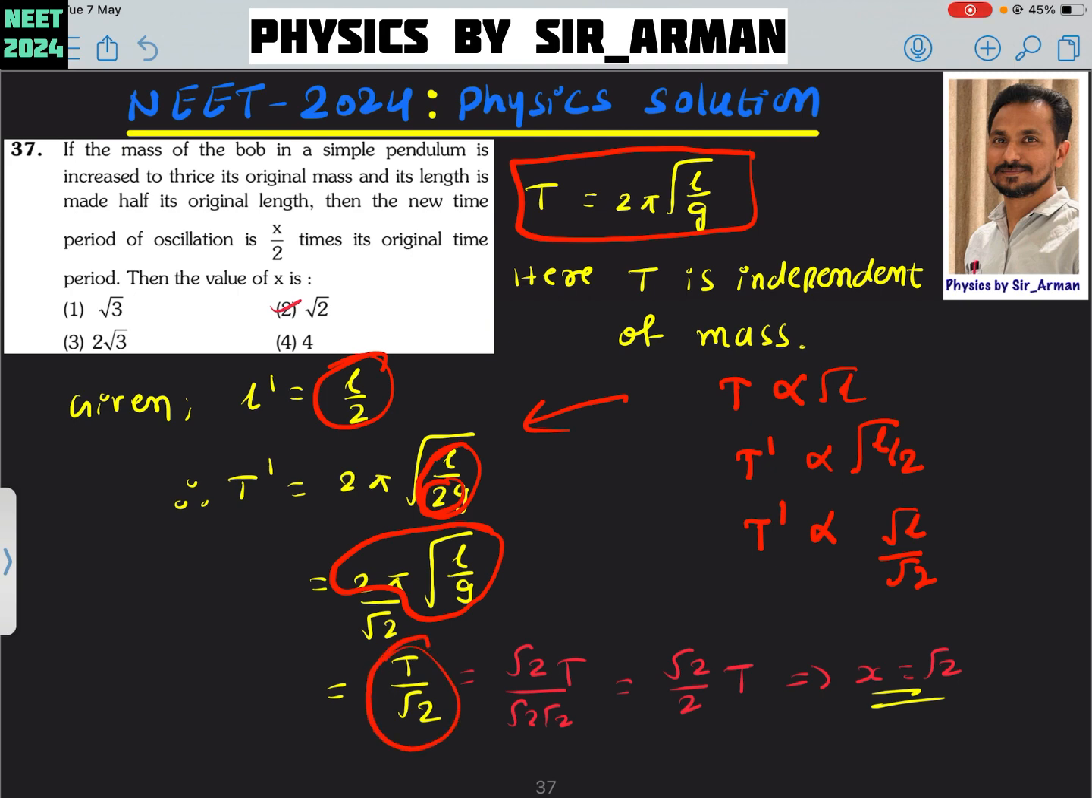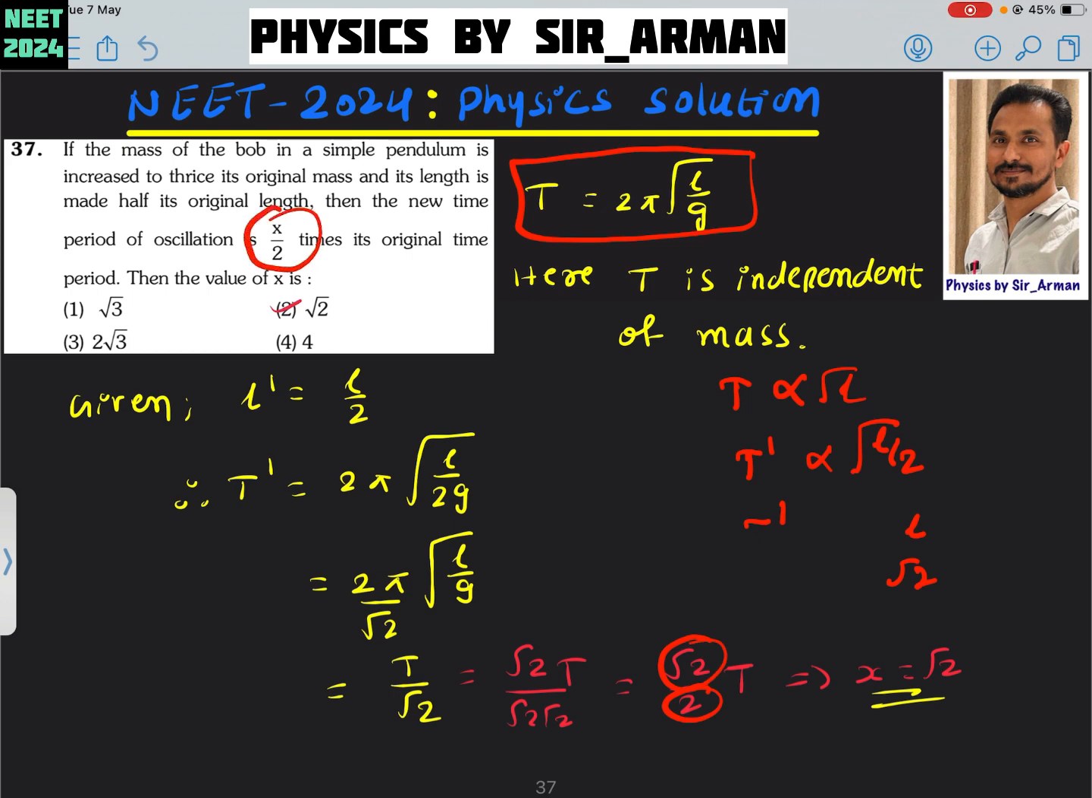It is T by root 2, but in the option it is given x by 2, right. So to bring 2 here in the denominator, I am multiplying and dividing this term by root 2. Root 2 into root 2 is 2. So here you can see it is root 2 into T by 2, right. This is the original. So the new time period becomes root 2 by 2 times of the original. So if you compare this with the general expression which is given here, then x is equal to root 2.